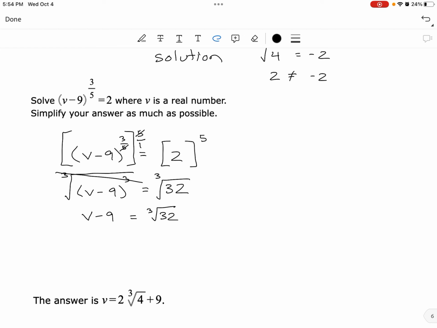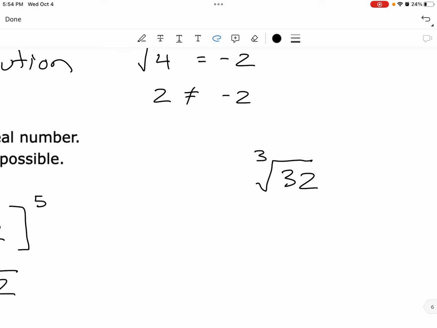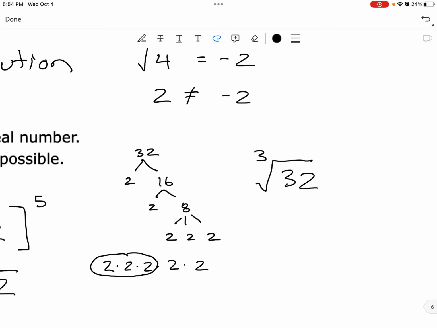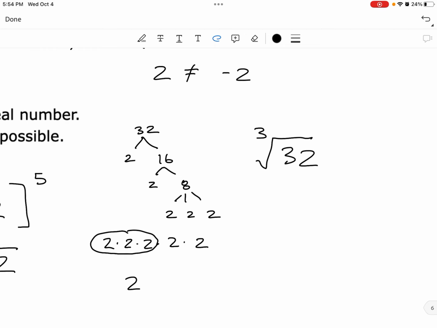You can see that we're going to add the 9 over. But when it comes to simplifying radicals, in this case where the index is a 3, what I would recommend is taking 32 and doing a factor tree. This is 2 times 16. This is 2 times 8. And then 8 is 2 times 2 times 2. Notice that we have a 2 times a 2 times a 2 times a 2 times a 2. And right here is a trio. And so we could write this as 2 cubed and 2 squared.